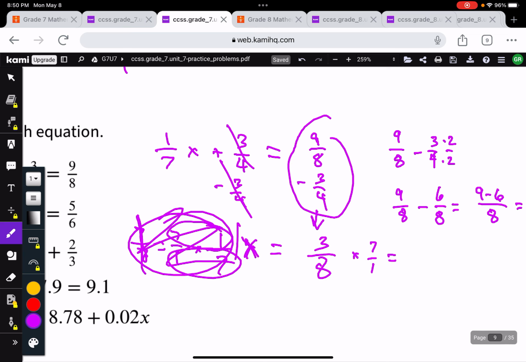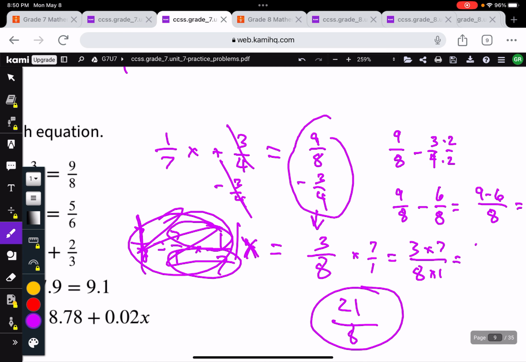On this side, I'm left with 3/8 times 7. This is 3 times 7 over 8 times 1. When multiplying, we don't need common denominators or anything. We just multiply straight across. And I'm left with 21 over 8. So a lot going on there.